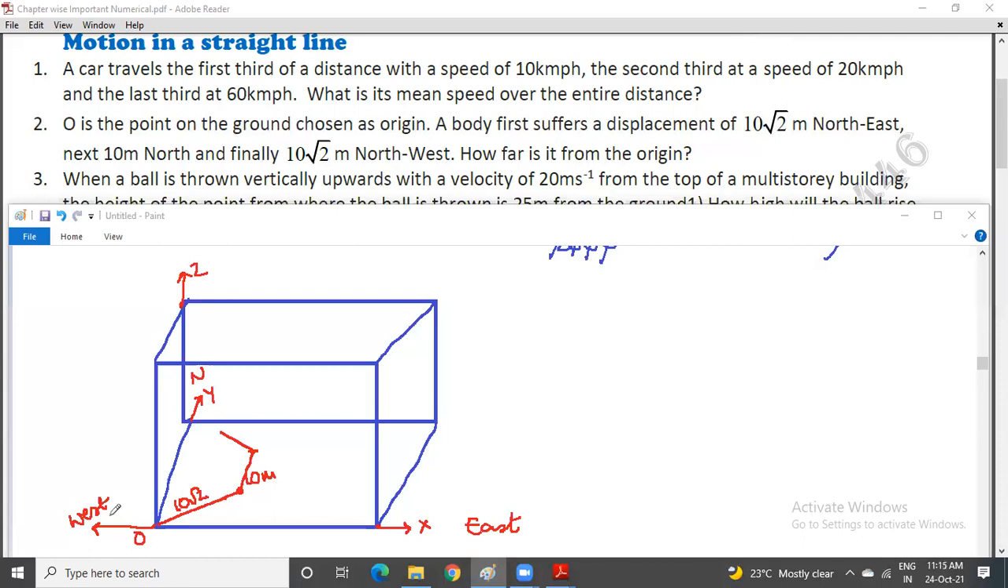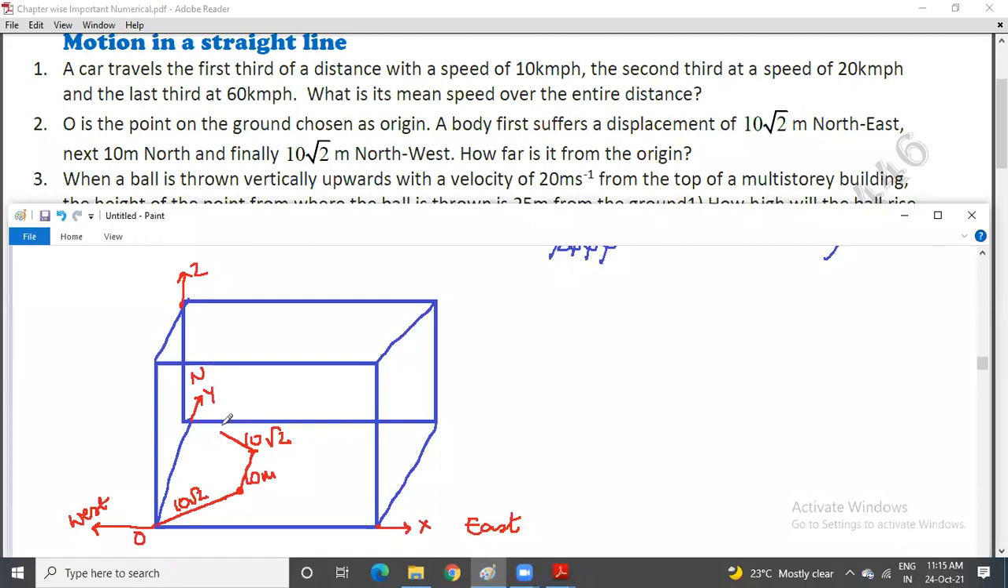Yeah, proceed. Now this is again 10 root 2. Yeah. Now let us use vector notation here. Since it is northeast, it will have components along positive x-axis and positive y-axis. So displacement is first with the 10 root 2.